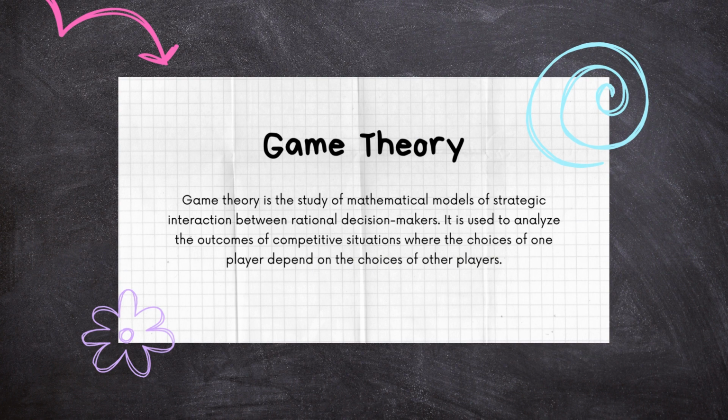So, game theory. Game theory is the study of mathematical models of strategic interactions between rational decision makers. It is used to analyze the outcomes of competitive situations where the choices of one player depends on the choices of other players. In game theory, a game is defined as a set of players, a set of possible strategies for each player, and a set of outcomes that corresponds to each combination of strategies. There are many types of games in game theory, including cooperative games, non-cooperative games, and zero-sum games, and many others, which we will discuss in another video.